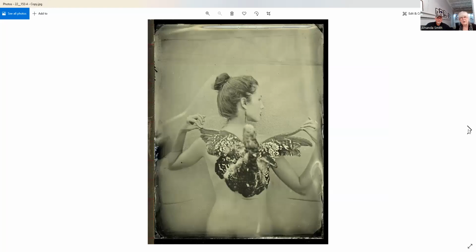It's an image by Lori Pond. It is a wet plate collodion. Lori lives in Los Angeles, California. It's called Come Fly Away, and it is part of the 27. Yeah, interesting. Yeah, I love that image.